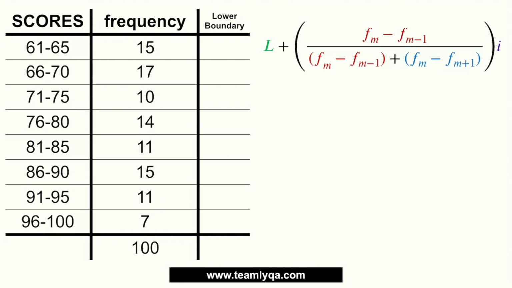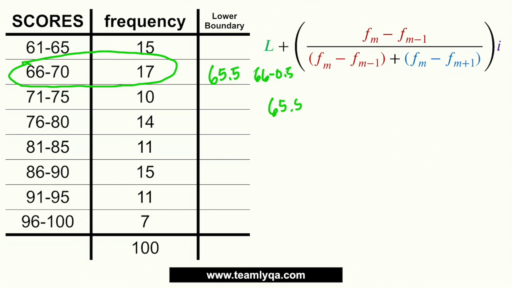So, ibig sabihin ng ating modal class is 66 to 70. At ang lower boundary niya, dahil to ay 66 yung mas mababang number, that would be 66 minus 0.5 or 65.5. Okay? And now that we have that, sisimulan na natin i-fill in yung information.